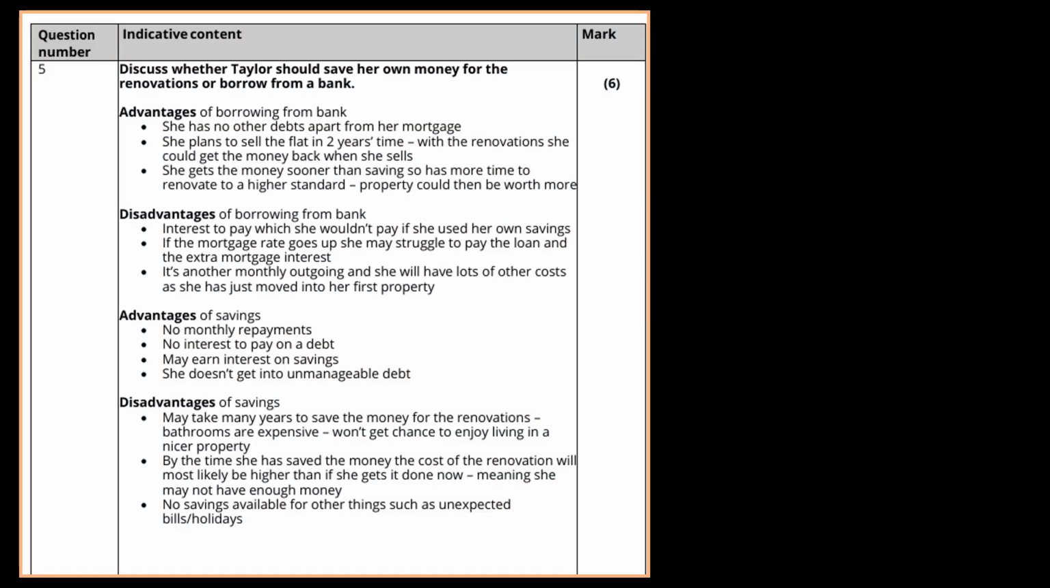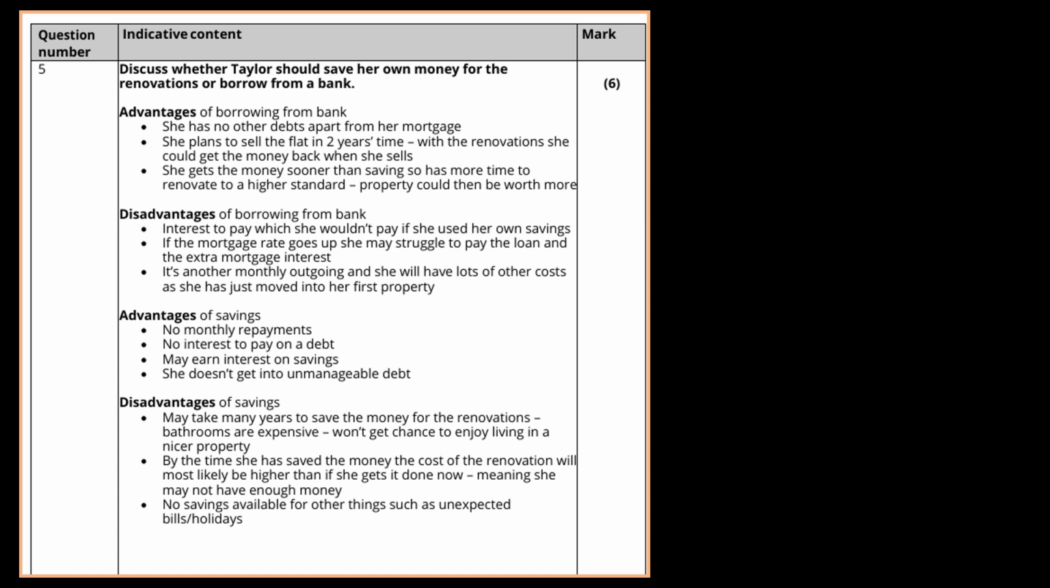So it's nicely laid out, this particular mark scheme. Got a question there again, 6 marks, and it's split into 4 categories. The advantages of borrowing from a bank, the disadvantage of course from borrowing from the bank, the advantage of using your own savings, and the disadvantage of using your own savings as well. So have you got any of those down? Did you pick any of those out?